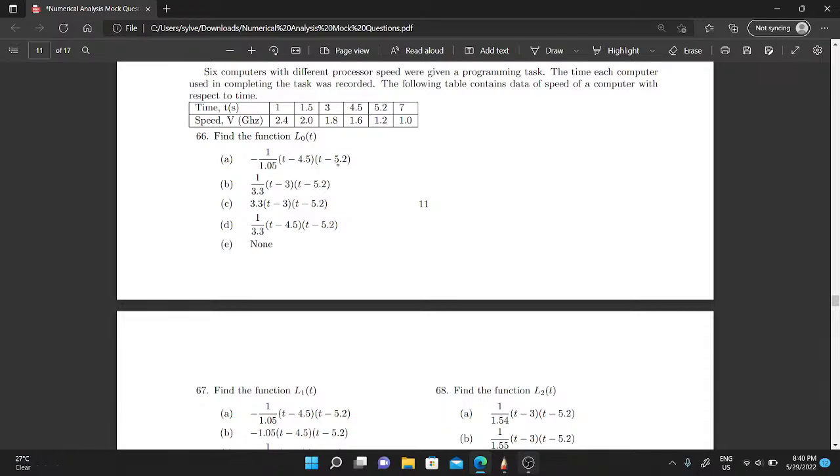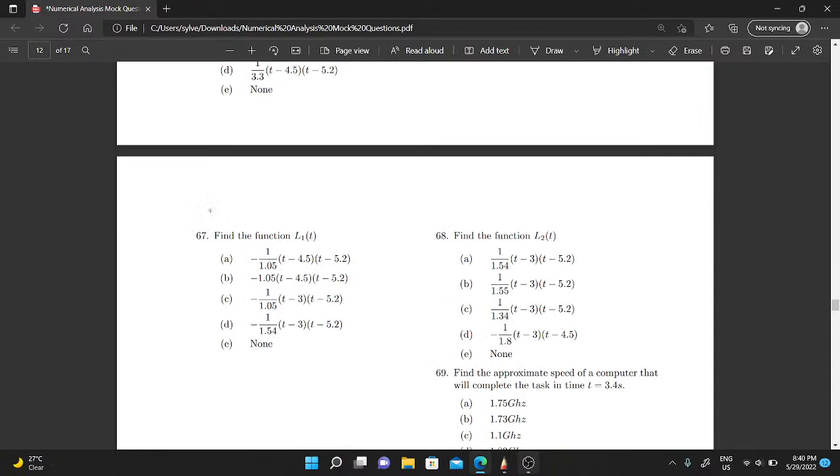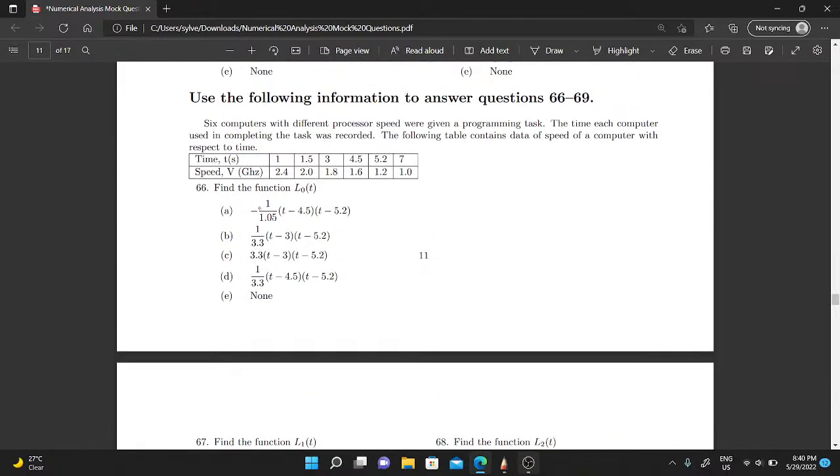Now if you look at all the possible answers, you can see that there's 4.5, there's 5.2, and then there's 3, which is constant throughout. So you can see that the time values they used are 3, 4.5, and 5.2. Which means that our corresponding speed will be 1.8, 1.6, and 1.2. So if they ask you to find L naught, you can see that your T naught is equal to 3, your T1 is equal to 4.5, and your T2 is equal to 5.2. Your corresponding V will be 1.8, 1.6, and 1.2.